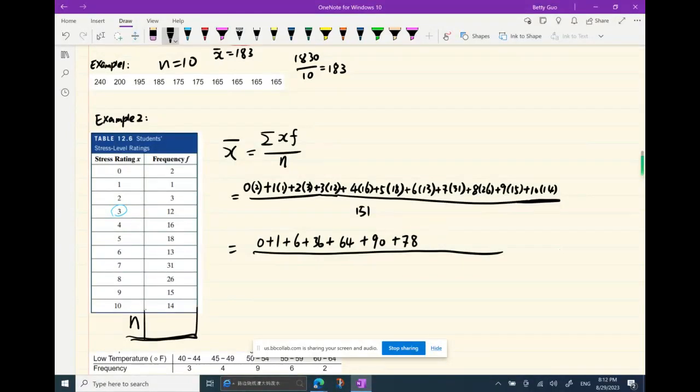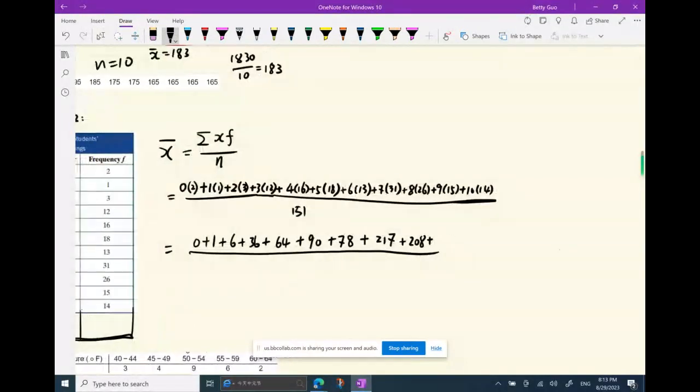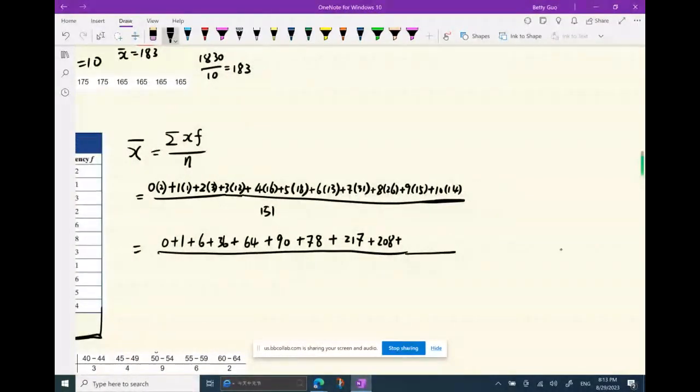78, exactly. And this one is 217, right? Am I right? And this one is 8 times 26. Let's see, what is it? 208. And 15 times 9, 135. Am I right? Double check. 9. Yeah. And this is 140.